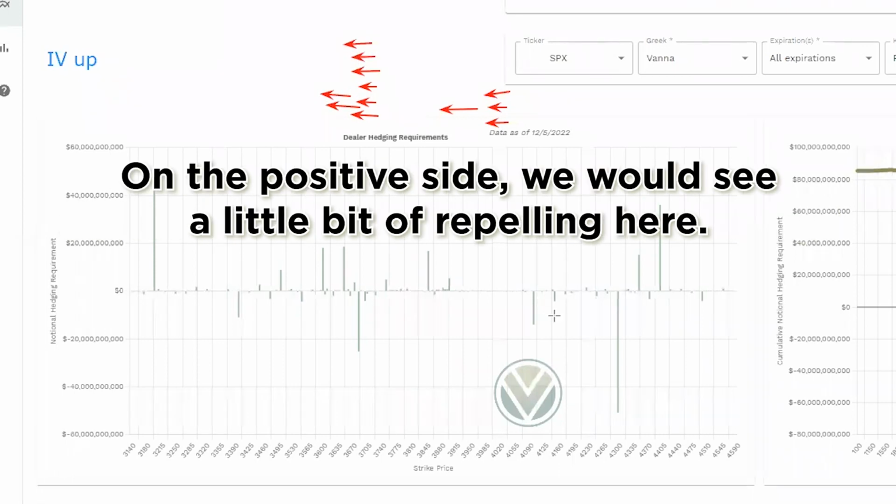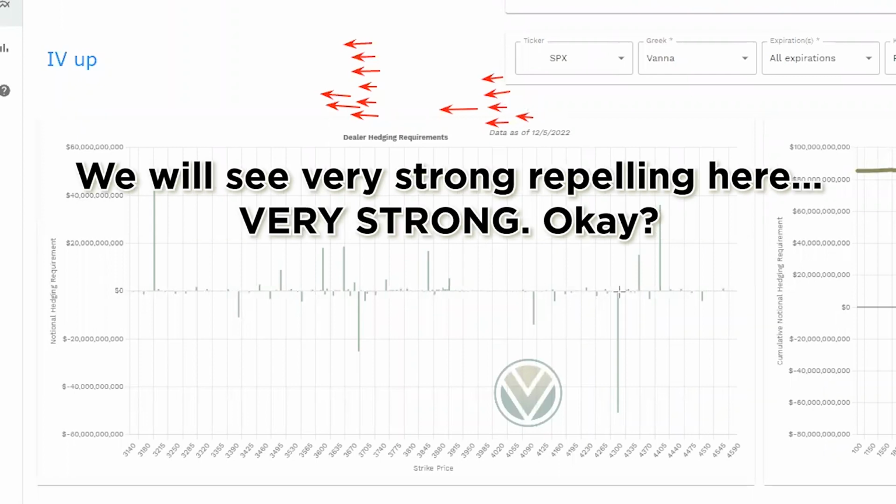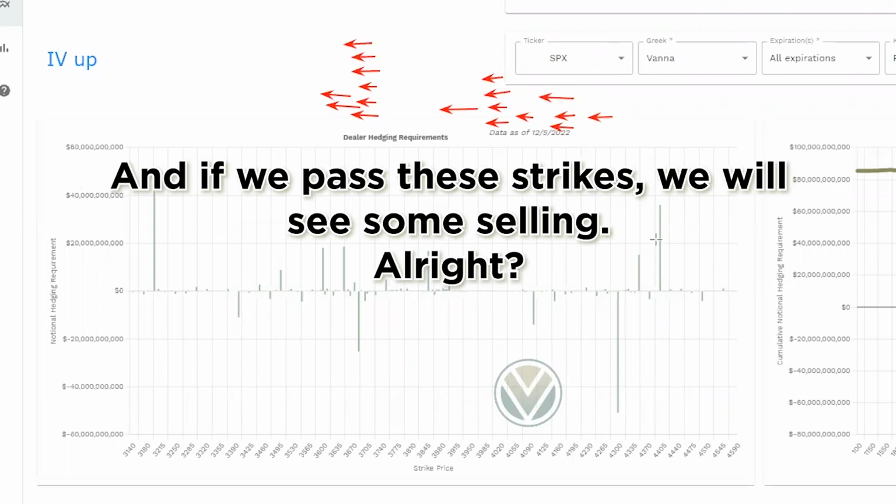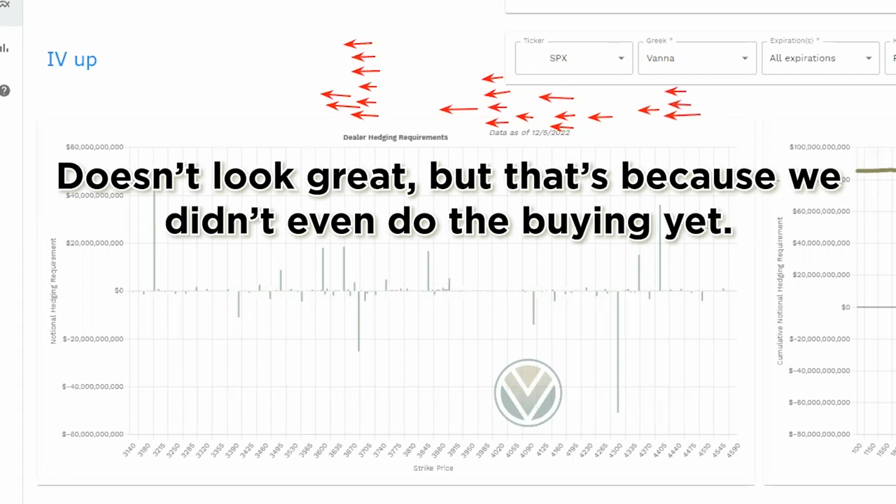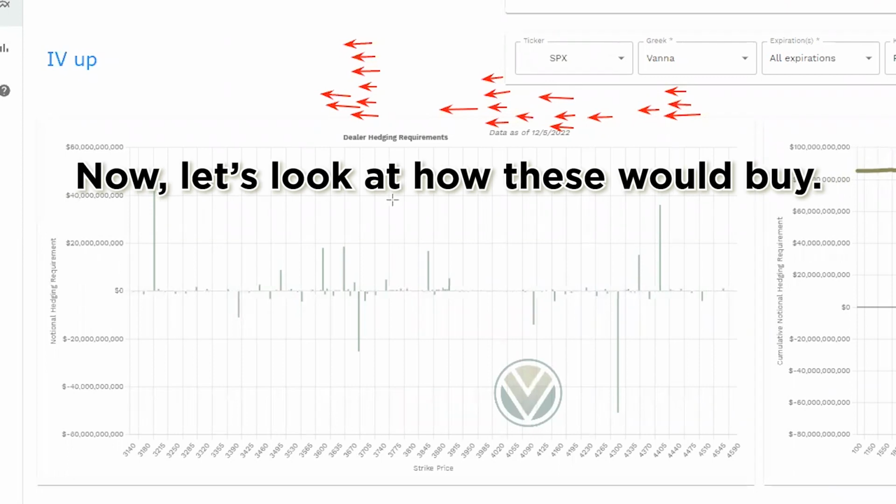Okay. On the positive side, we would see a little bit of repelling here. We will see very strong repelling here, very strong. And if we pass these strikes, we will see some selling. All right. Doesn't look great, but that's because we didn't even do the buying yet. Now let's look at how these would buy.